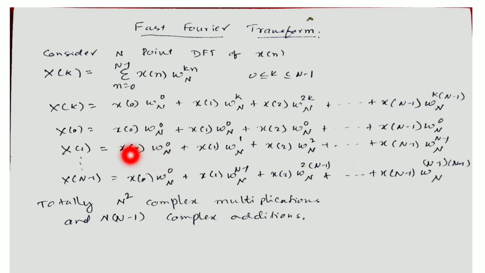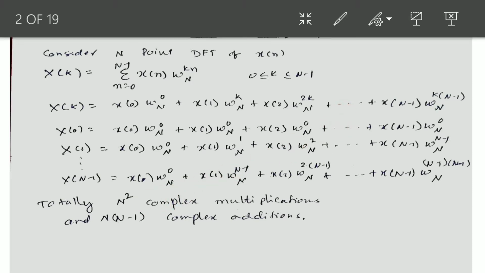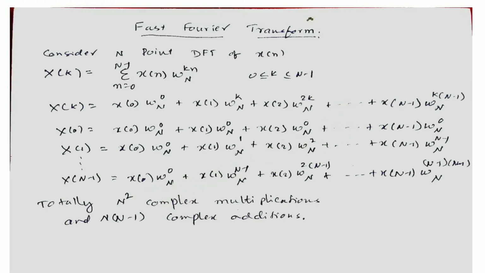And here in every equation we find N number of terms, and each term consists of multiplication of the sequence value and the twiddle factor value. Since the twiddle factor is a complex number, this involves complex multiplication. As there are N terms in each equation, we can say there are N complex multiplications in each equation. And since we have totally N equations, in each equation we have N multiplications, totally we require N into N, that is N square complex multiplications.